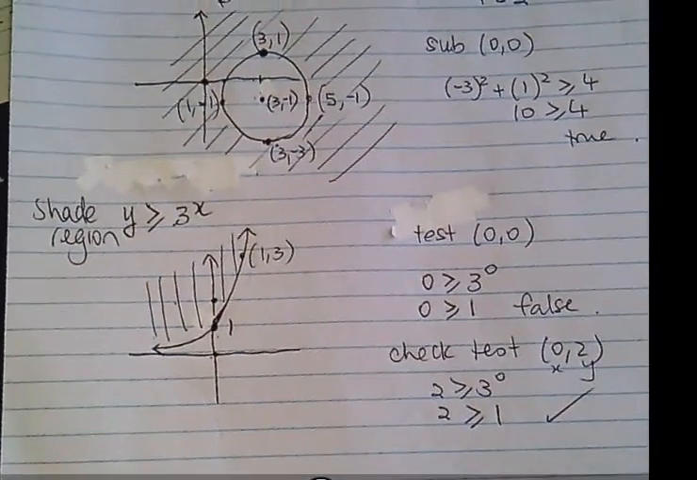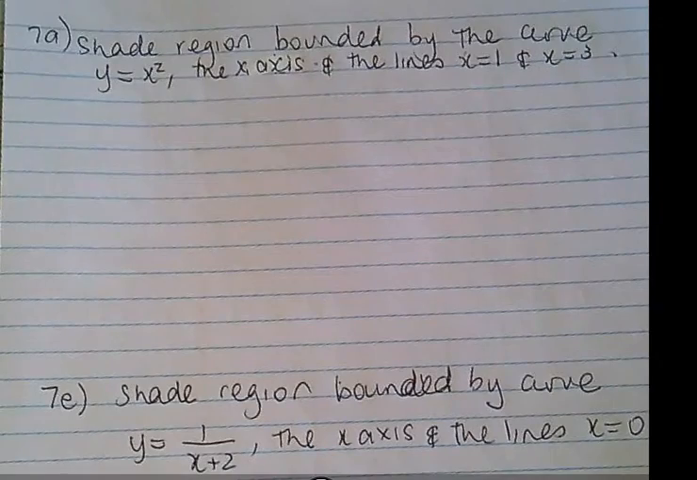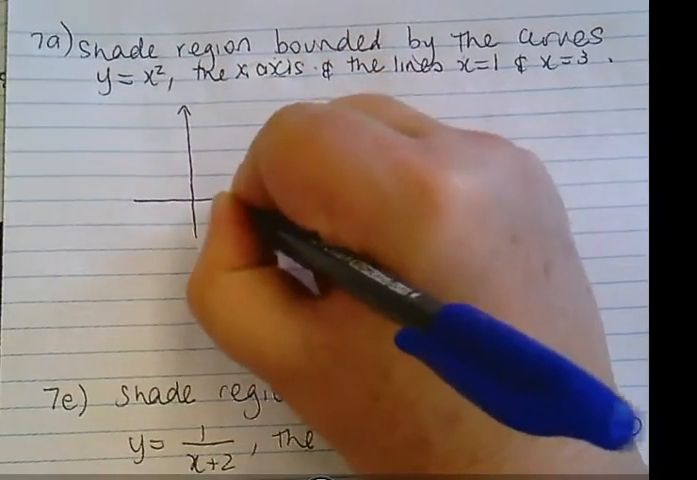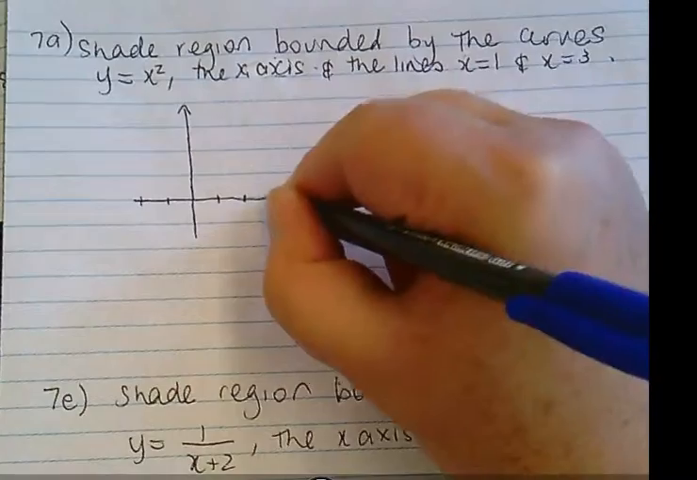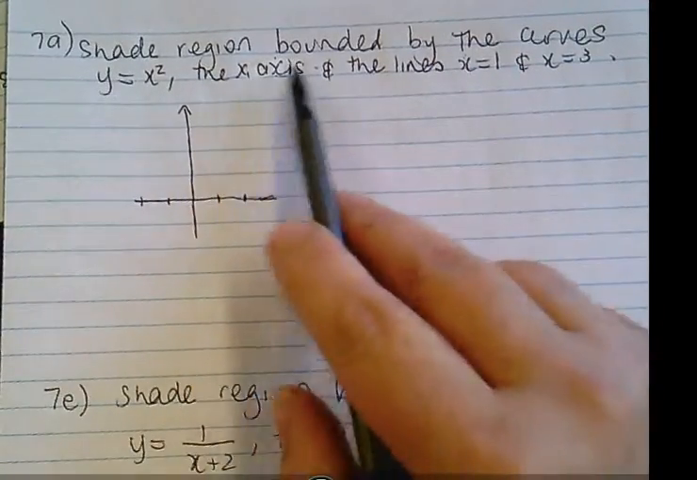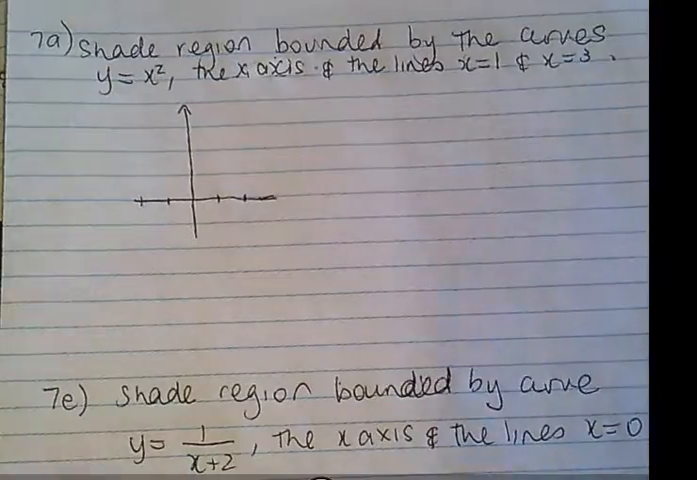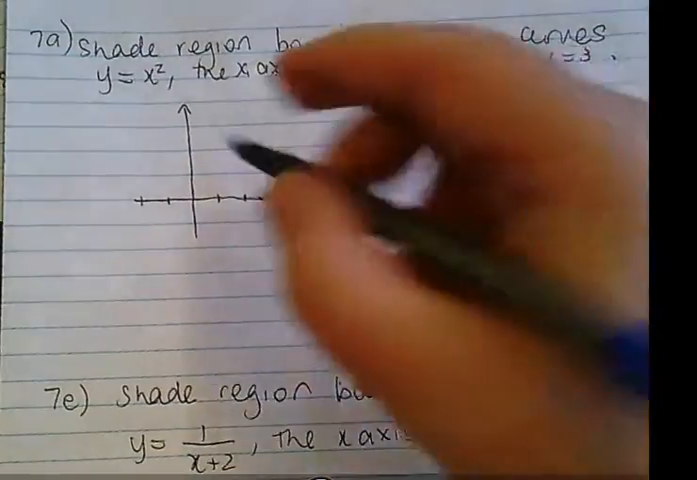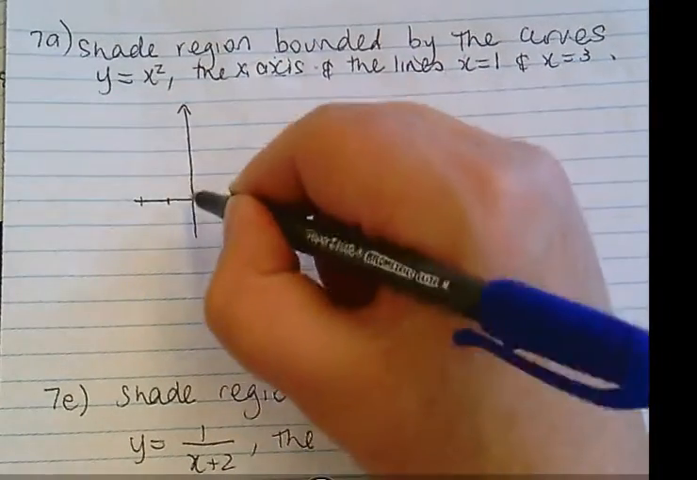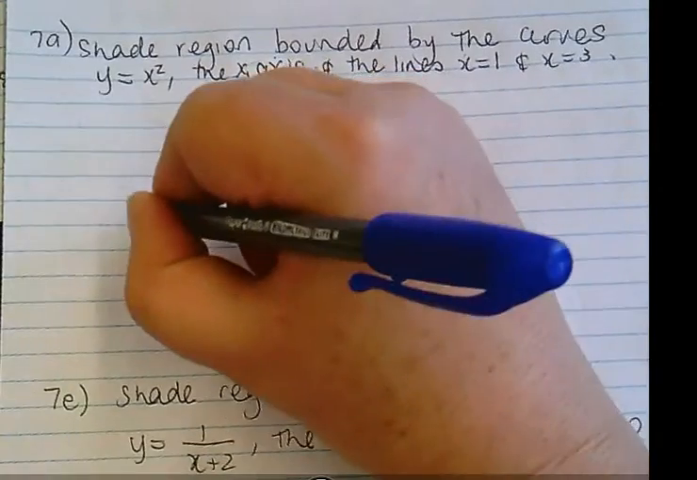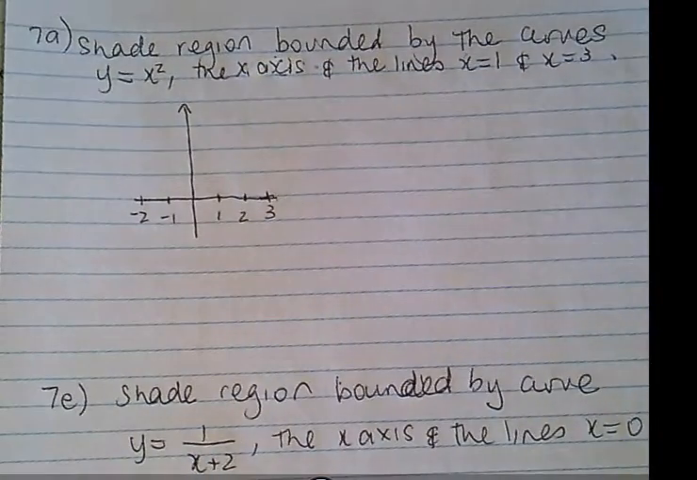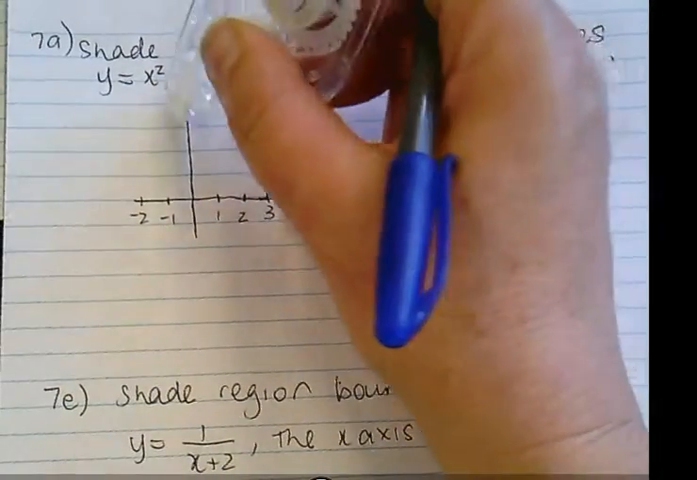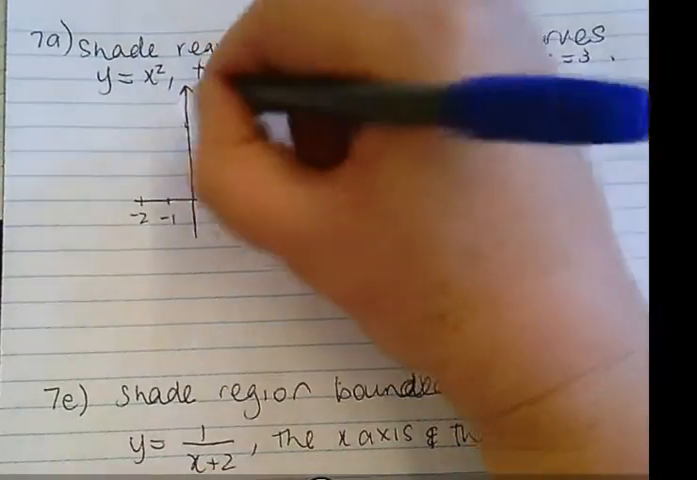Now we're going to do some overlap of regions. Region bounded by these curves: y equals x squared, the x-axis, and the lines x equals 1 and x equals 3. I'm not going to be able to draw it to scale, so I need to draw my x squared curve out to at least x is 3, okay? So what about when x is 3? What's y? 9.